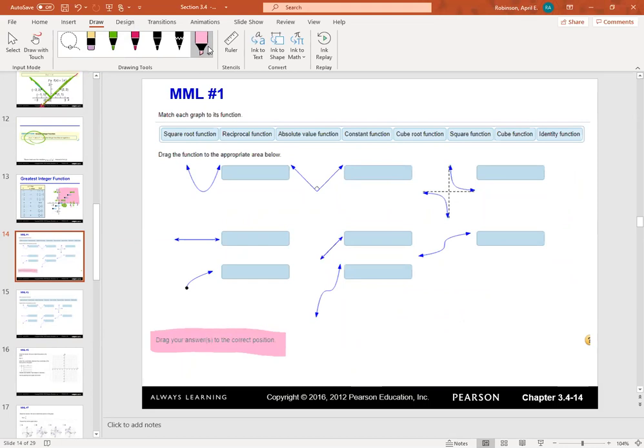So you literally click on this right here and then drag it to one of these empty boxes. And you're looking for the square root function. The square root function looked like that, and that one is this one right here. So the square root function, I'm just gonna color code it for you, would go right there. Next is the reciprocal function. Remember the reciprocal, that's 1/x. And that is this one here. It does this. That's the reciprocal function. Here, I highlight this one in green.